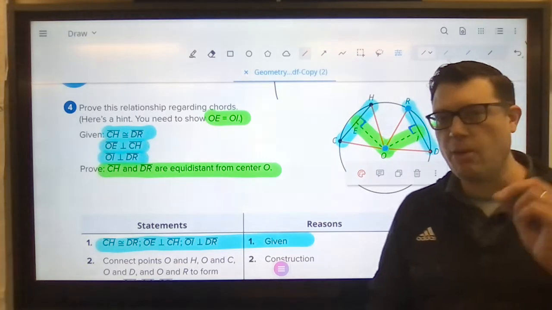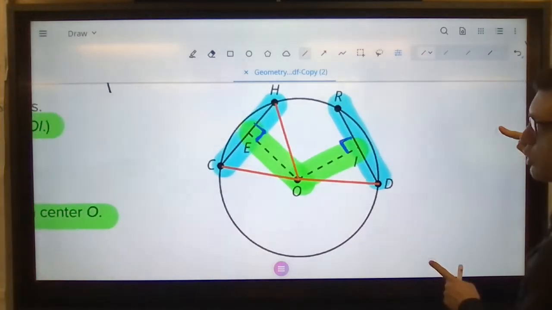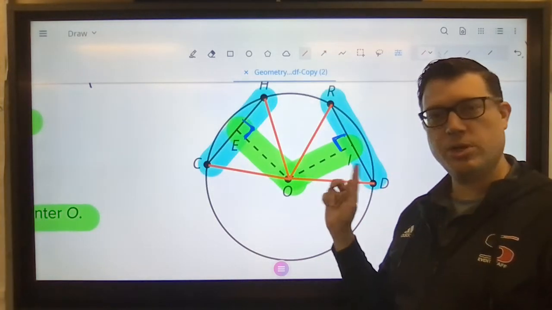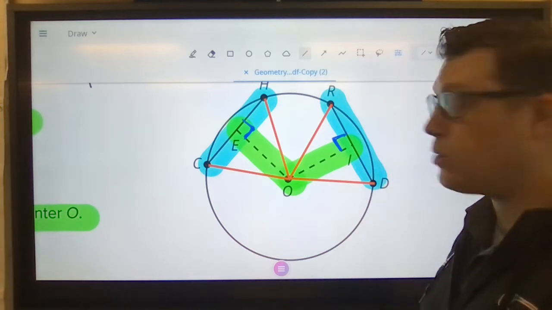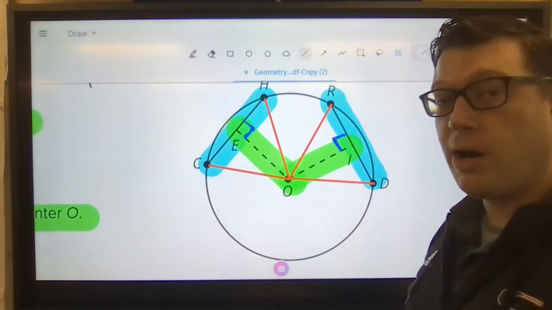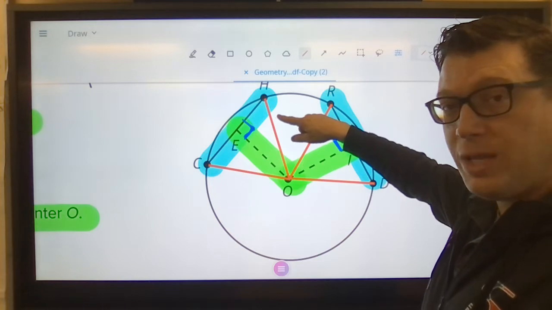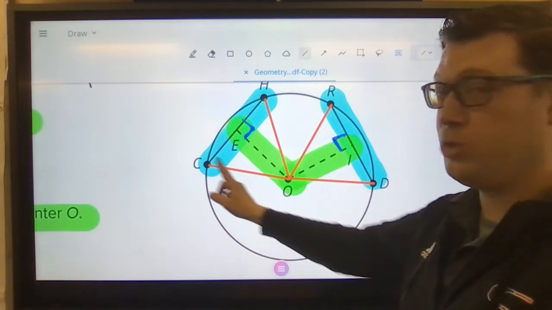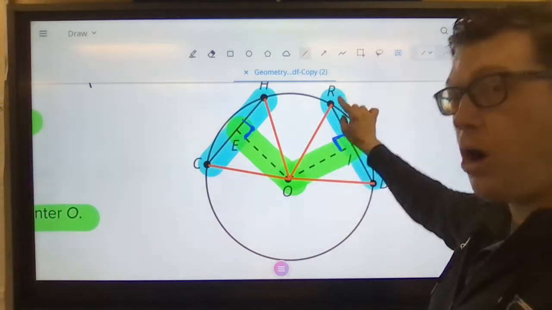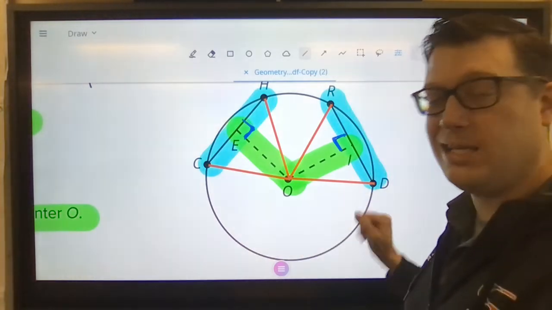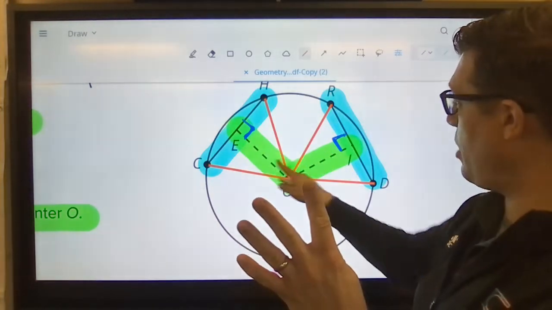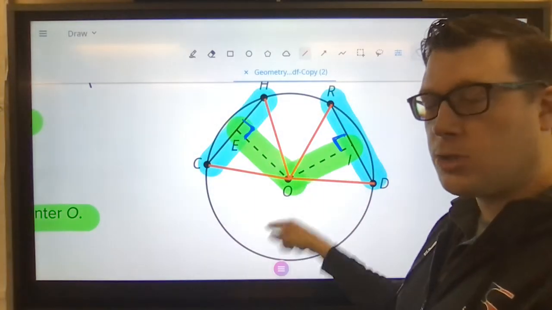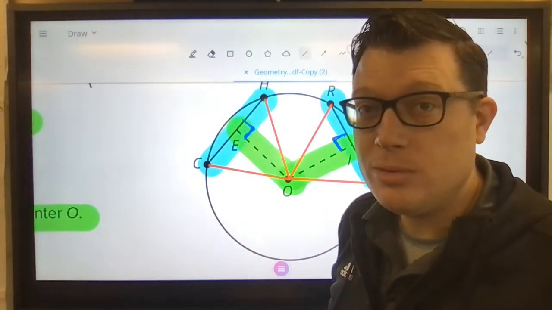You should right now be thinking with what's been created, which shapes are those? And when we've talked about those types of shapes, we have some proofs that we can use. I mean, think about it. OH is a radius of the circle. OC is a radius of the circle. OR is a radius of the circle. OD is a radius of the circle. And when you have 4 radii lines, that one, that one, that one, and that one, and they're drawn in the circle, are they congruent?